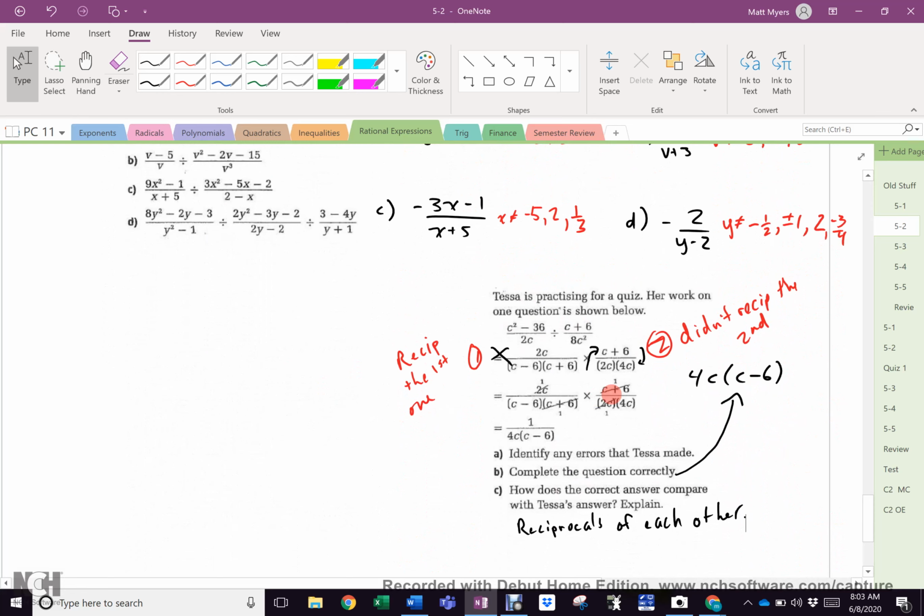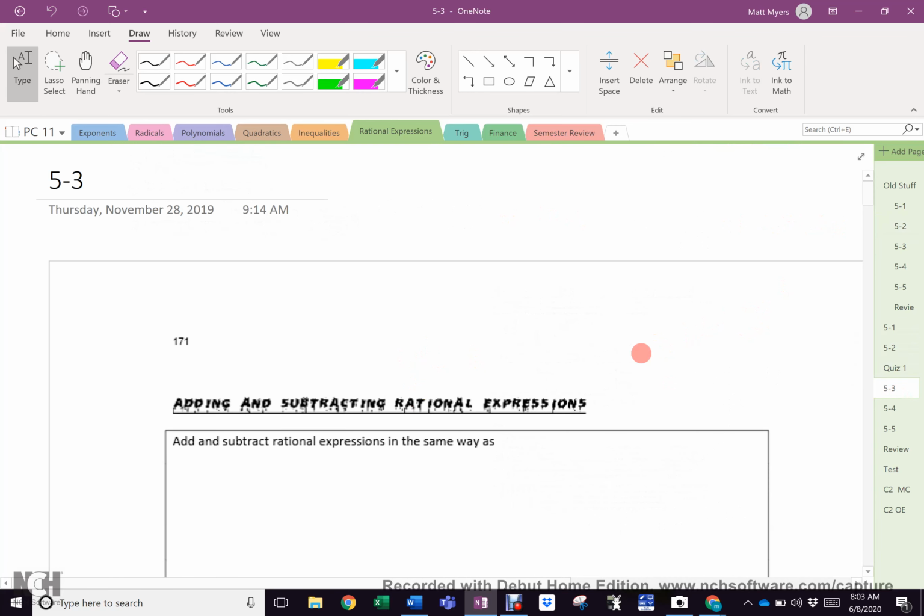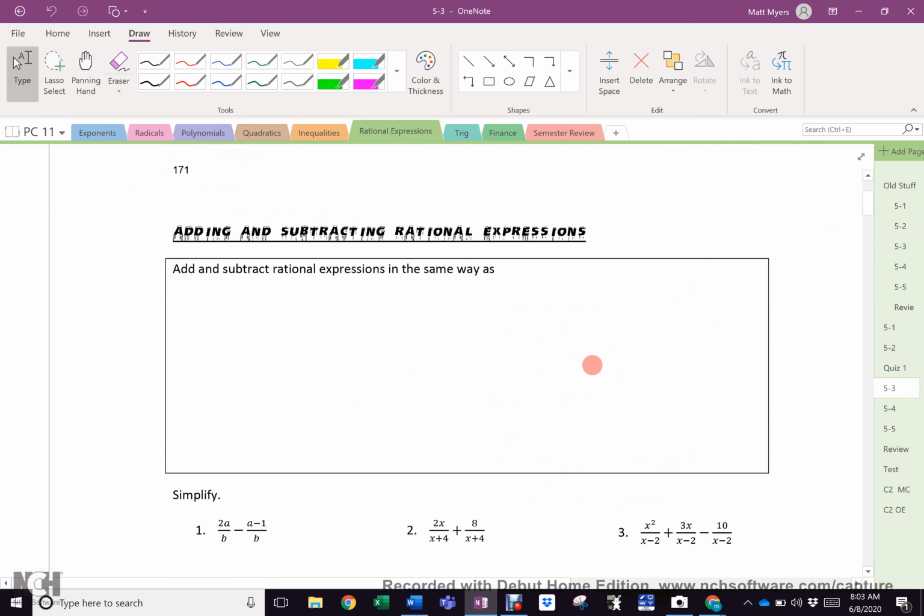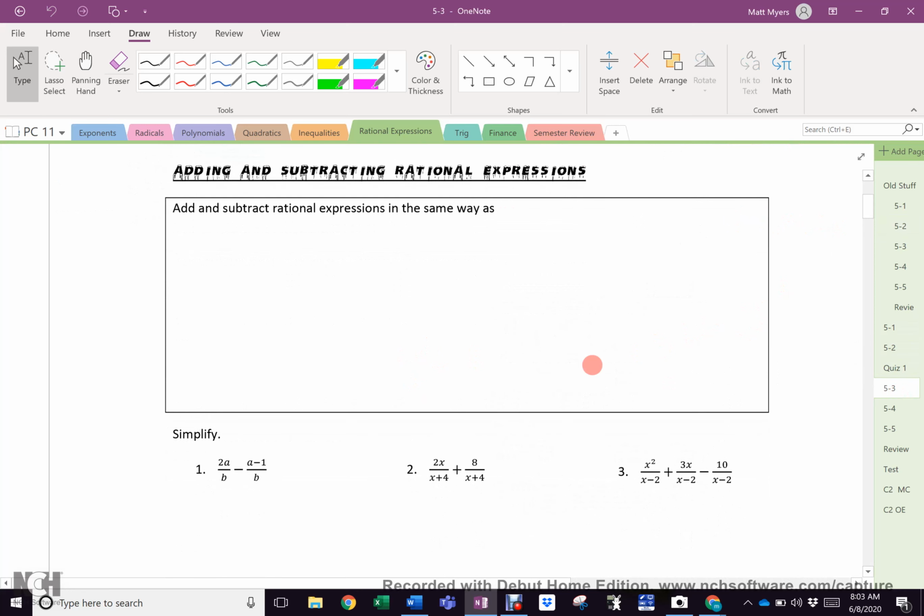Now you're going to get a quiz on simplifying and multiplying. Now, I can't remember when I'm putting it up. It's on the classroom. But we are going to move on now to adding and subtracting rational expressions, which is page 171.